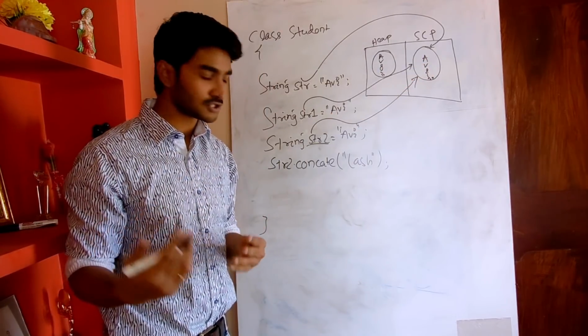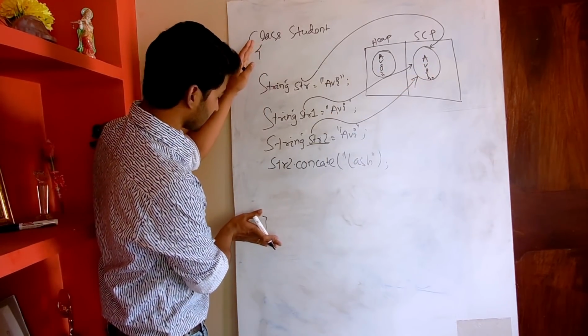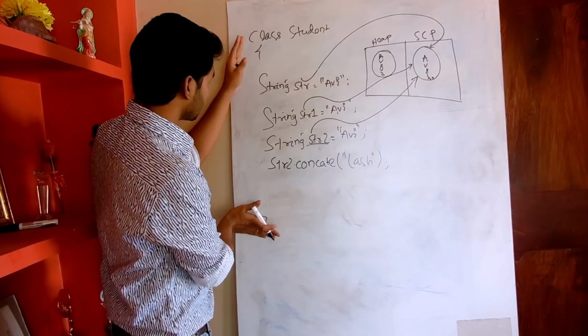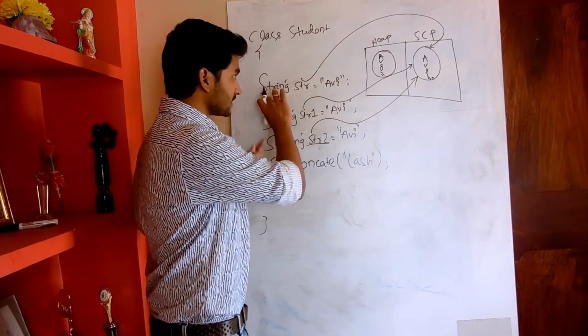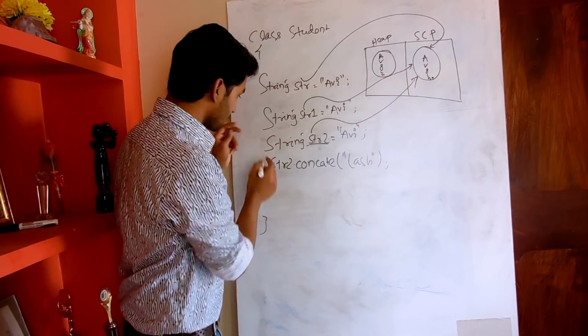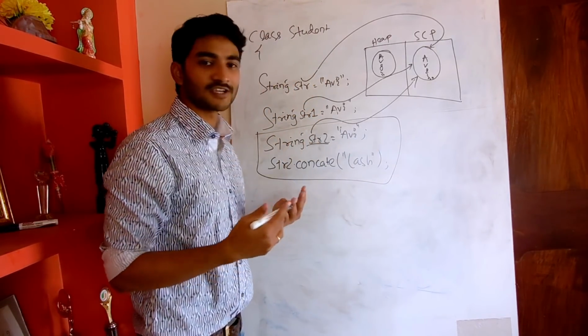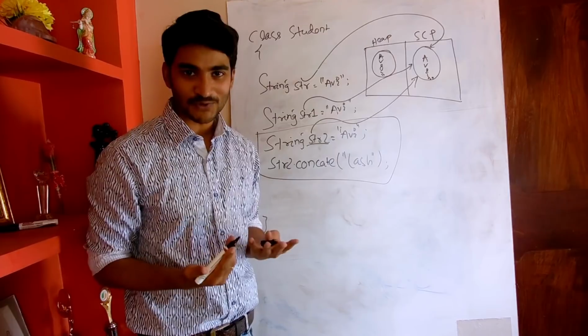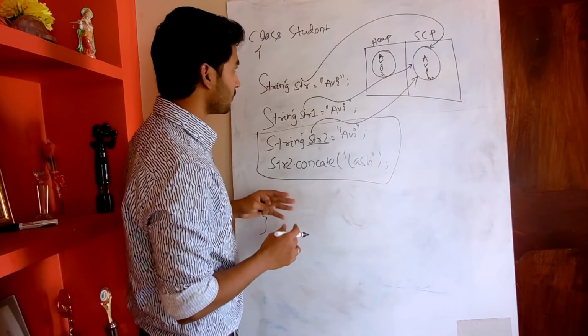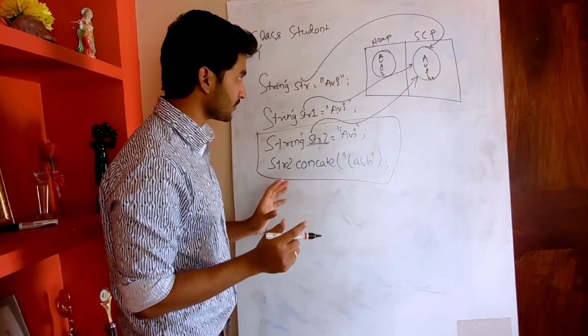Think like I have 50,000 students inside this particular student app, and all their references are also getting changed because of this piece of code, right? So that's why string is immutable. This is one of the reasons why string is immutable. So this is what we need to remember.